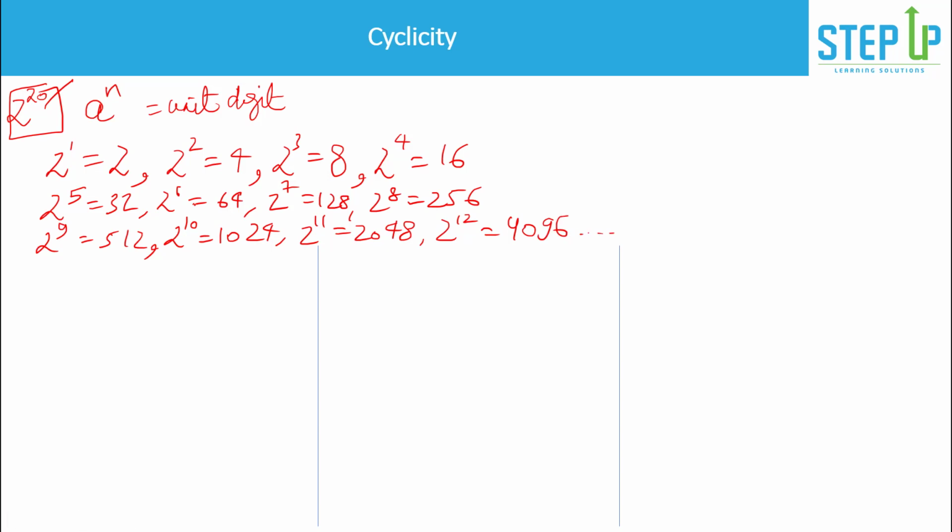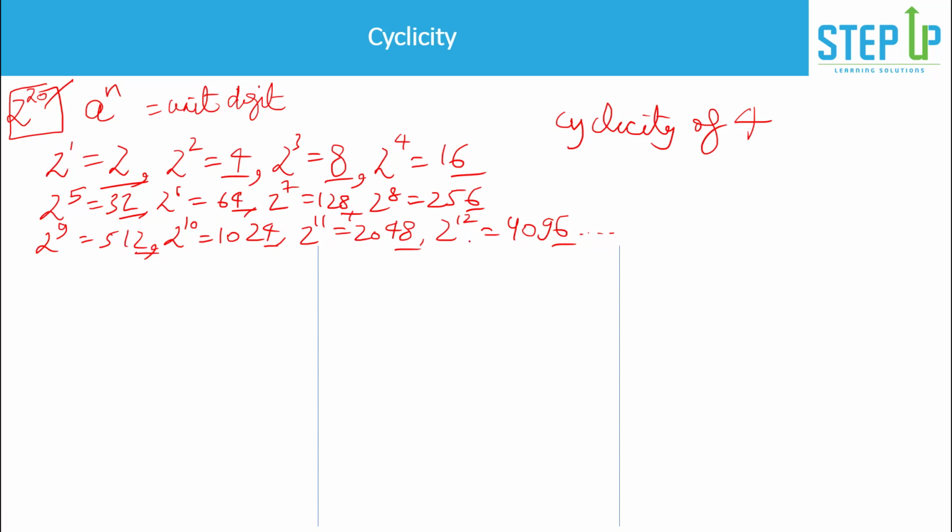So what I'm trying to show by this example is that if you notice the number 2 and its subsequent powers, just focus on the last digit: 2, 4, 8, 6. 2 to the power 5 is 32, so again 2, 4, 8, 6. The next 4 powers also give 2, 4, 8, 6. That means you can see that there is a cyclicity of 4 when it comes to powers of 2. So if you were to find out 2 to the power 20, what would that be?